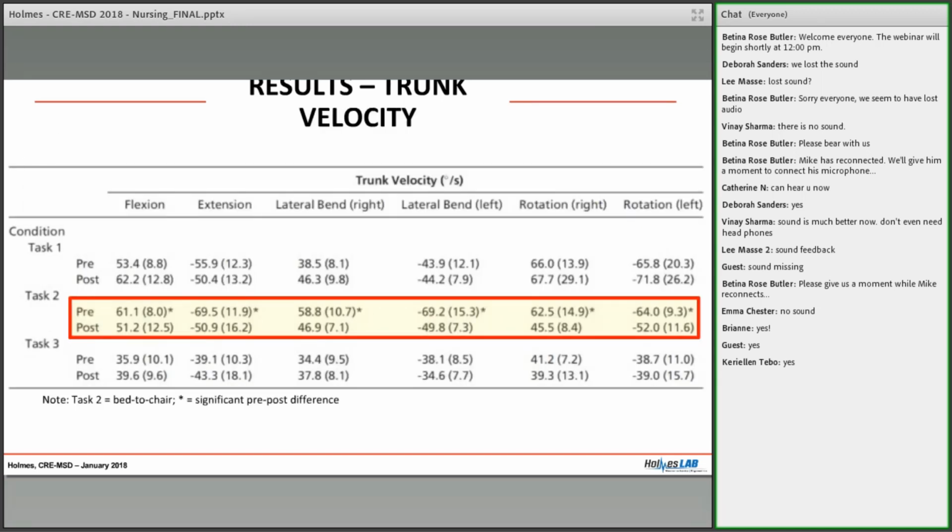To simplify the rest of the data a little bit, I've created a table here. So to present the trunk velocity, we have all the trunk velocity rotations across the top. So we have flexion extension, lateral bending to the right and left, and rotation to the right or left, or clockwise, counterclockwise. In this case, task 2 is our bed to chair task, and our asterisk highlights that there was a significant pre to post difference in trunk velocity. And you can see that it was a reduction in trunk velocity across all the rotations for the bed to chair task.